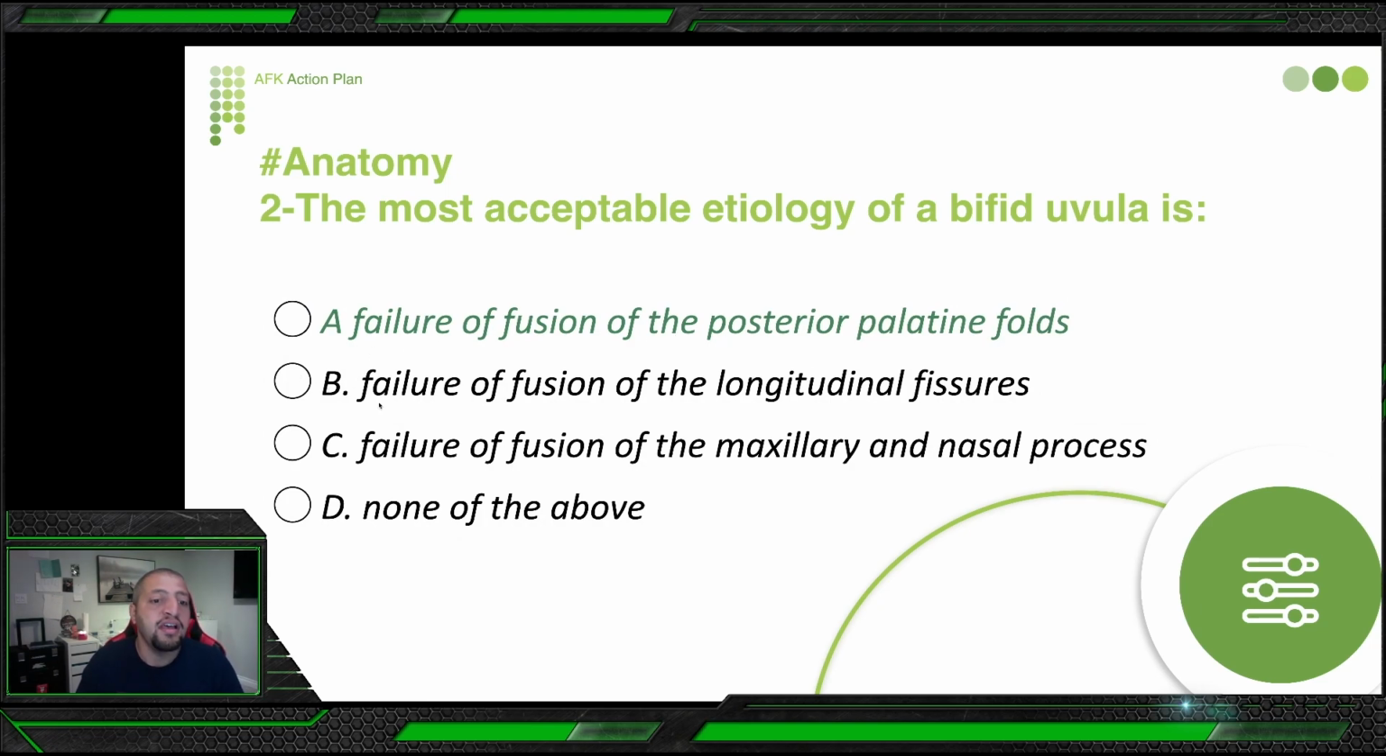Let's see the other answers. Failure of fusion of the longitudinal fissure. Longitudinal is in the vertical position, so it will not lead to a bifid uvula. As we see, the uvula is in the horizontal plane. Failure of fusion of the maxillary and nasal processes, and this one is far anterior. If this happens, it will lead to... I hope you get it. I will give you 1 second. Yes, cleft lip. And none of the above, no, because the first one is the correct one. So the maxillary and nasal processes failing to fuse lead to cleft lip, and longitudinal is a vertical plane.